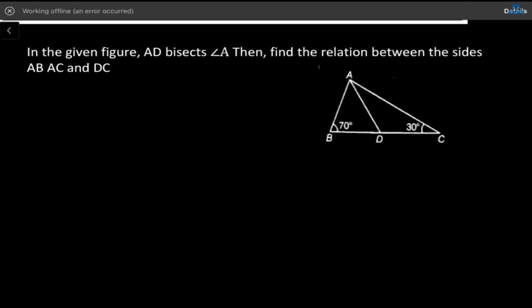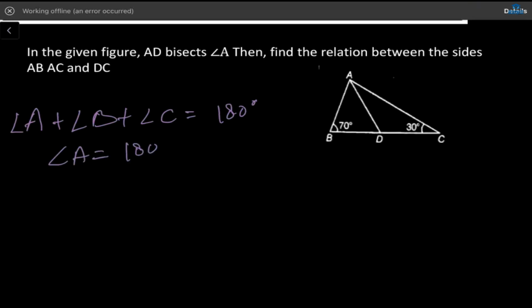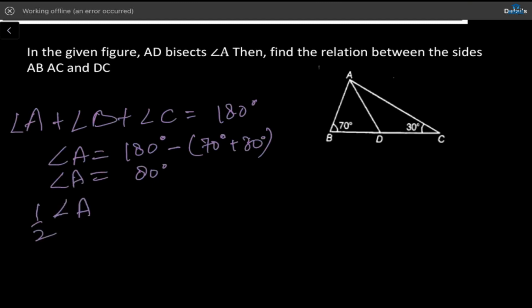Now here, you have got the two angles, angle B and angle C. From all three, angle A plus angle B plus angle C will give you 180 degrees. So angle A will be equal to 180 degrees minus 70 degrees plus 30 degrees, which is 100, so angle A will be 80 degrees. Now half of angle A, because AD is the angle bisector, it is going to divide the angle into half.